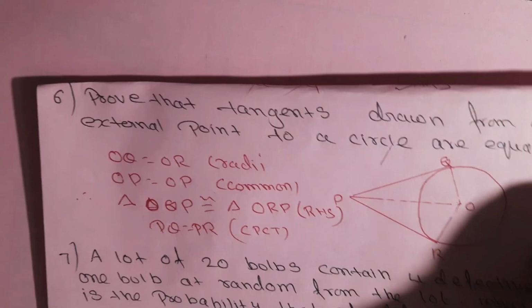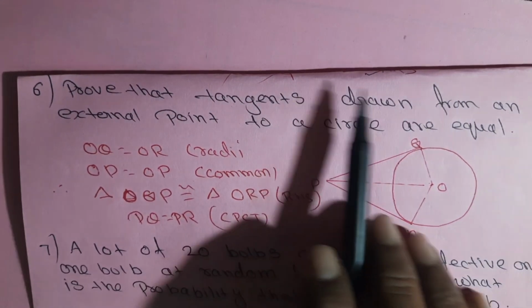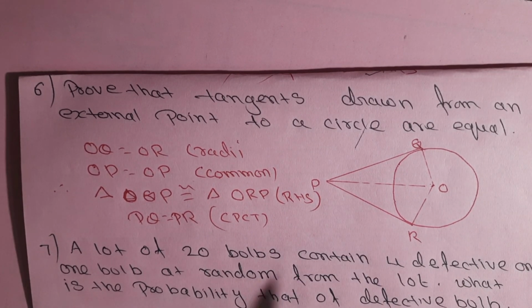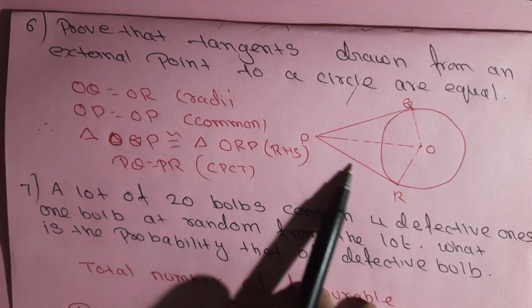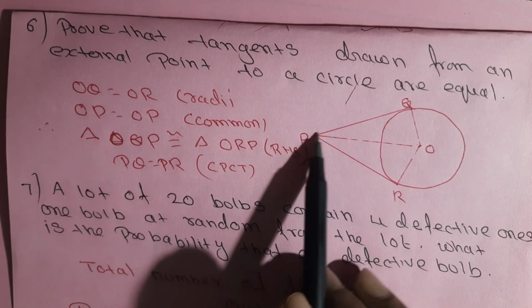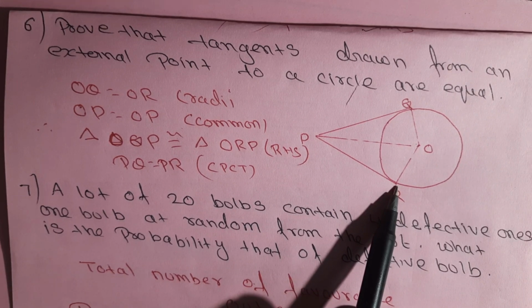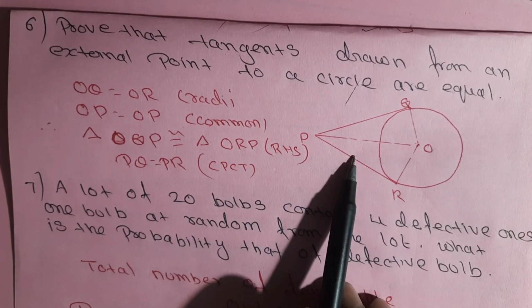Now come to question number 6. What is question number 6? Prove that tangents drawn from an external point to a circle are equal. That means here, see, this is the figure. This is one tangent, PR is one tangent. PQ is one tangent. From the external point P, we have to prove that the lengths of these two tangents will be equal.